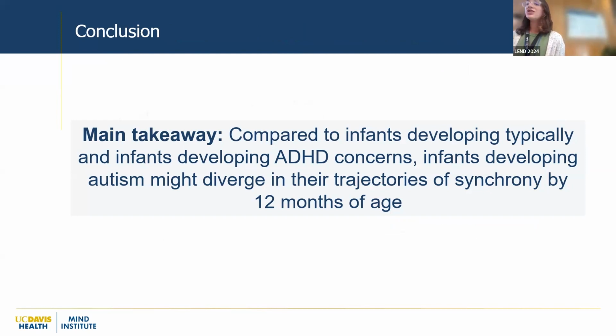So the main takeaway of my presentation today is that compared to infants developing typically and infants developing ADHD concerns, infants developing autism might diverge in their trajectories of this dyadic synchrony by 12 months of age. And this could have implications for skill development in areas where caregiver-child interactions appear to play an important role. So for example, language development.